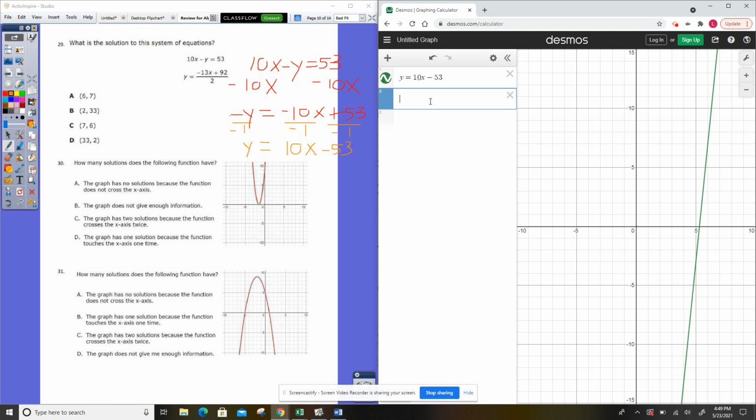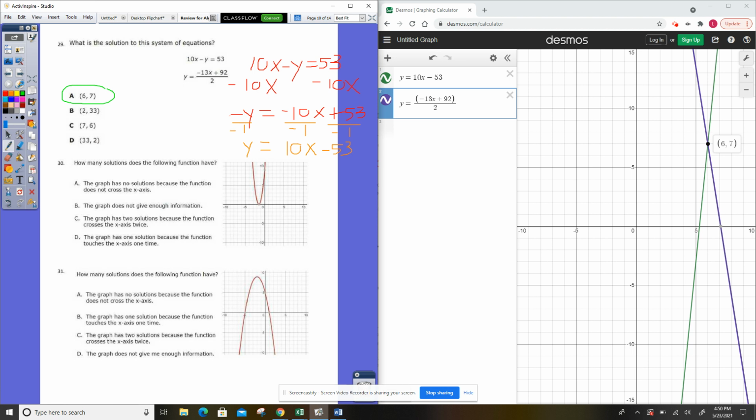My second equation is y equals -13x plus 92 divided by 2. And if you notice, the two graphs intersect right here at 6, 7. The solution to any system on a graph is where they intersect, so our solution is 6, 7. Answer choice A.